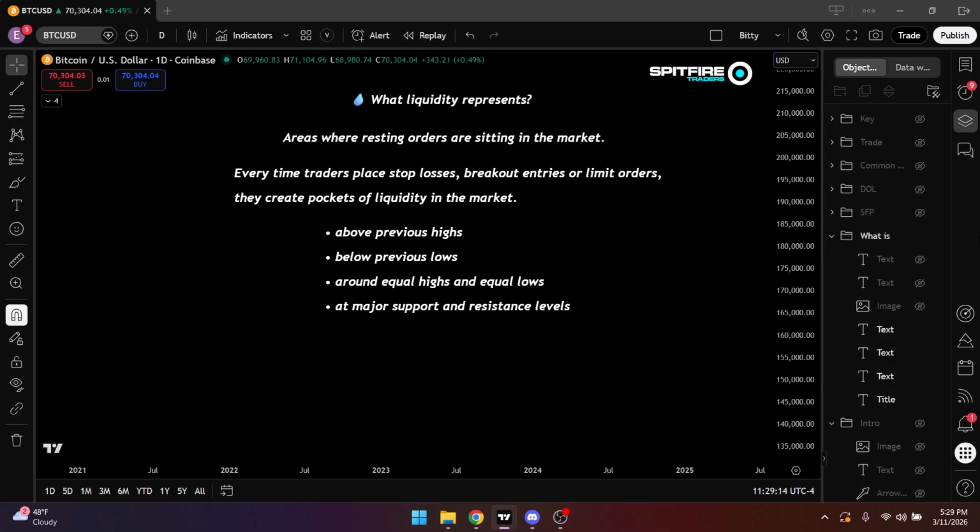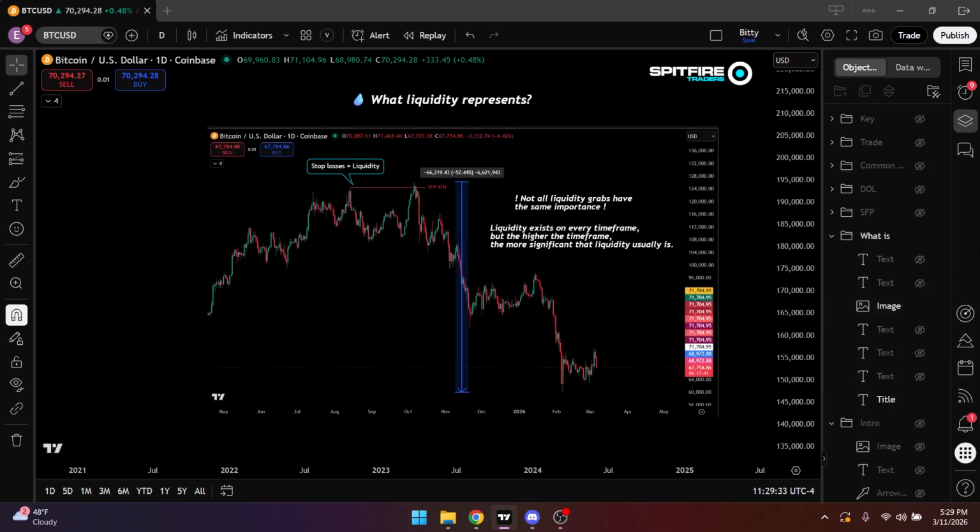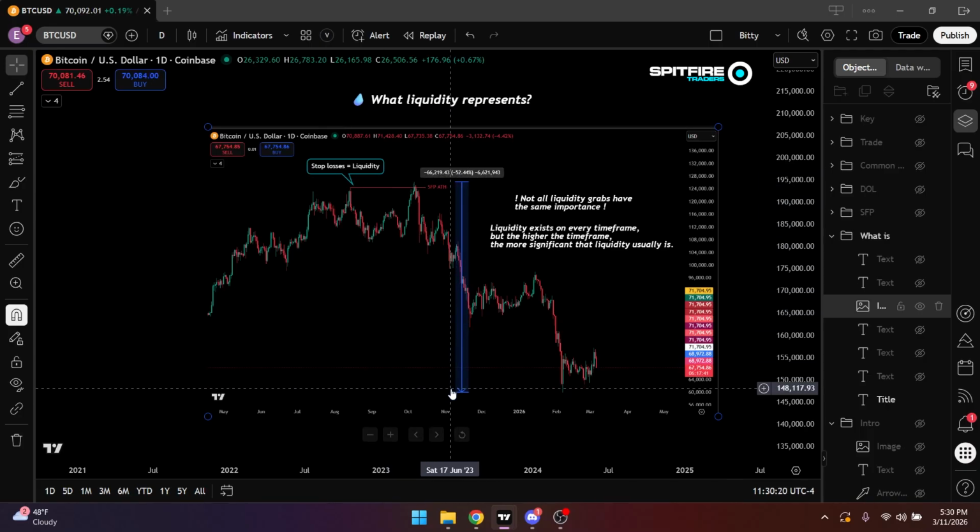So the market often pushes price towards areas where many orders exist, triggering stop losses, filling large positions, and creating the liquidity needed for the next move. One important thing to understand is that not all liquidity grabs are the same. Liquidity exists on every time frame, but the higher the time frame, the more significant it is. For example, a swing failure pattern at an all-time high on the daily or weekly chart represents a massive liquidity pool. When price sweeps that kind of liquidity, the reaction can be very strong, sometimes leading to a major reversal.